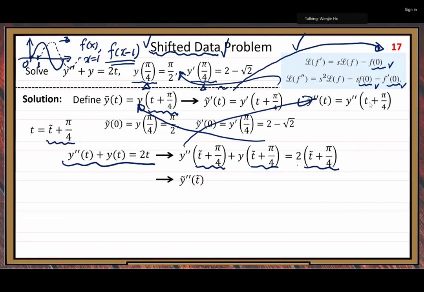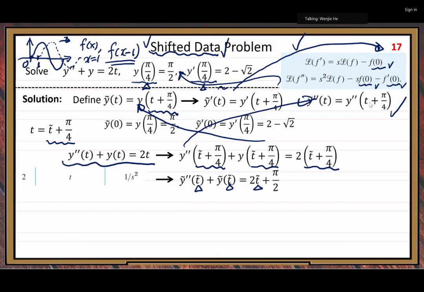By what we did before, we have y tilde double prime plus y tilde equals 2 times (t tilde plus pi over 2), right? Here the variable becomes t tilde, but tilde or not is not important. If we change back to t, that's okay, because that's just a variable. t tilde or t, it's not important. All right. Then we need to apply Laplace transform.